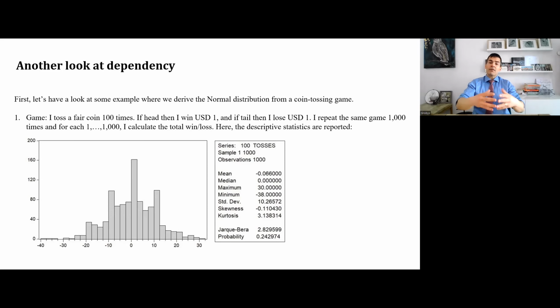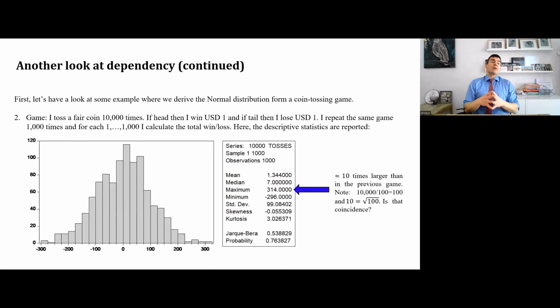If we now apply the Jarque-Bera test to this outcome here, it gives us a test statistic of 2.83 in rounded figures. And the corresponding p-value is 0.24 in rounded figures. So what does it mean? On a 5% level, we do not reject the normal distribution as a corresponding distribution of this data generating process.